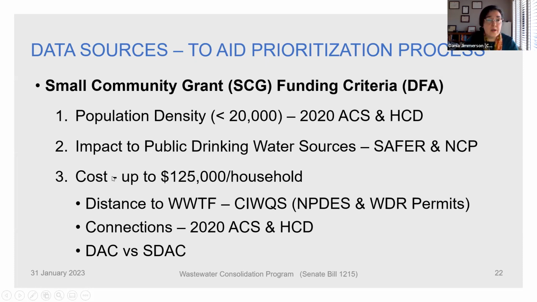And the other factor is the cost. Currently, all of these projects, regionalization and wastewater consolidation, are available to a maximum allowable funding of $125,000 per eligible household connection. And regarding the distance to the wastewater treatment facilities, that's going to determine the cost of the project. It's going to be a tremendous influence on that.